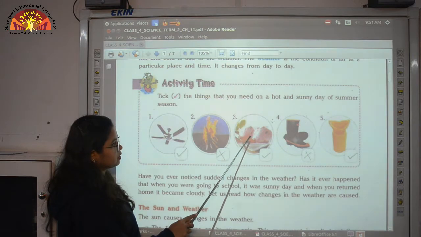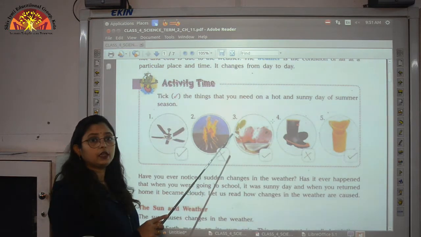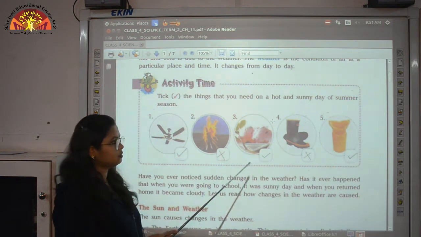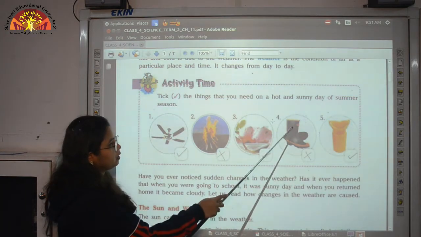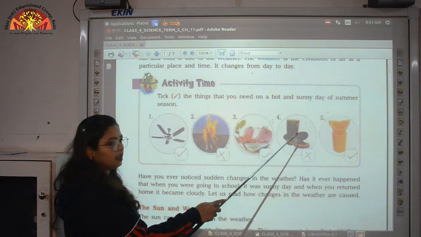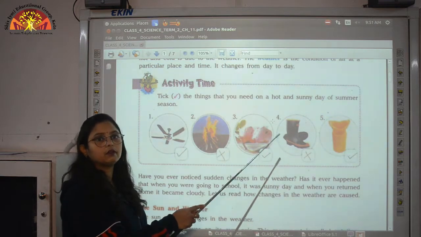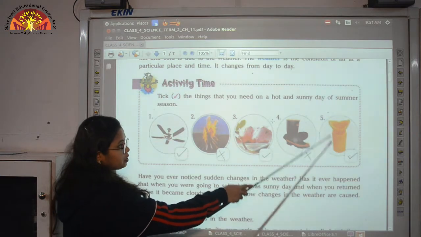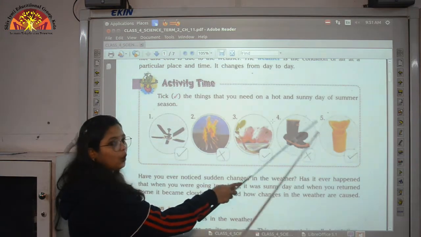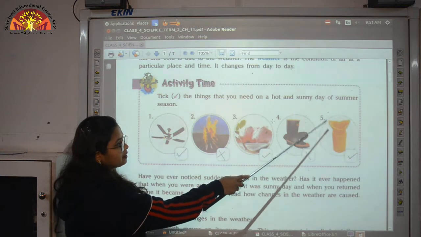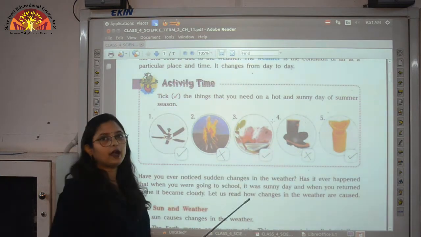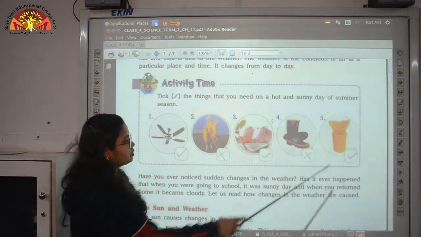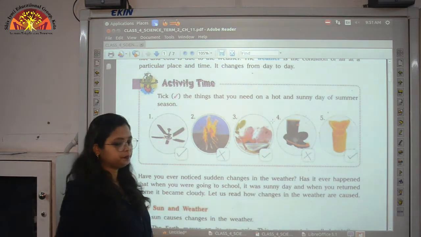Then the third picture is ice cream. So children, we love to eat ice cream in summer season. You all love to eat ice cream in summer season. So we put a tick mark over here. Now here in the fourth picture, these are the gum boots. We need gum boots in the rainy season. So we put a cross over here. Then in the last picture you can see it is a glass of juice. So children, this glass of juice is required in summer season to give us freshness and coolness. So we put a tick mark over here.